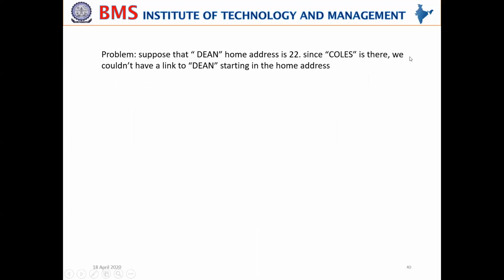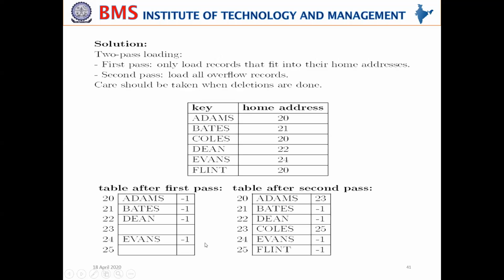Since Coles is there, this couldn't have a link to Dean starting at the home address. This is one specific problem we face with respect to chained progressive overflow. So how do we deal with this? We can make use of a concept called two-pass loading. So what is two-pass loading?